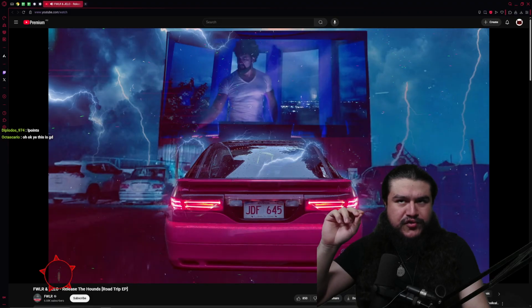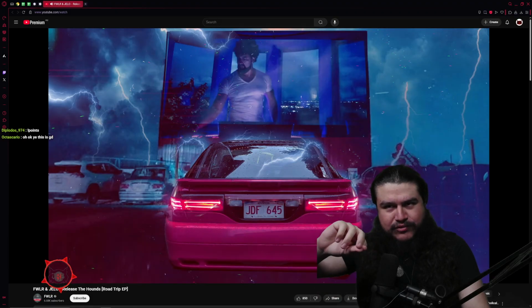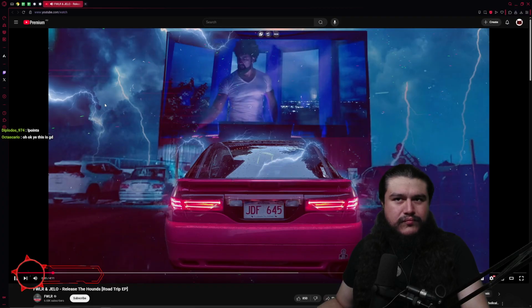And we also have another synth there getting slightly louder and louder. Ooh.